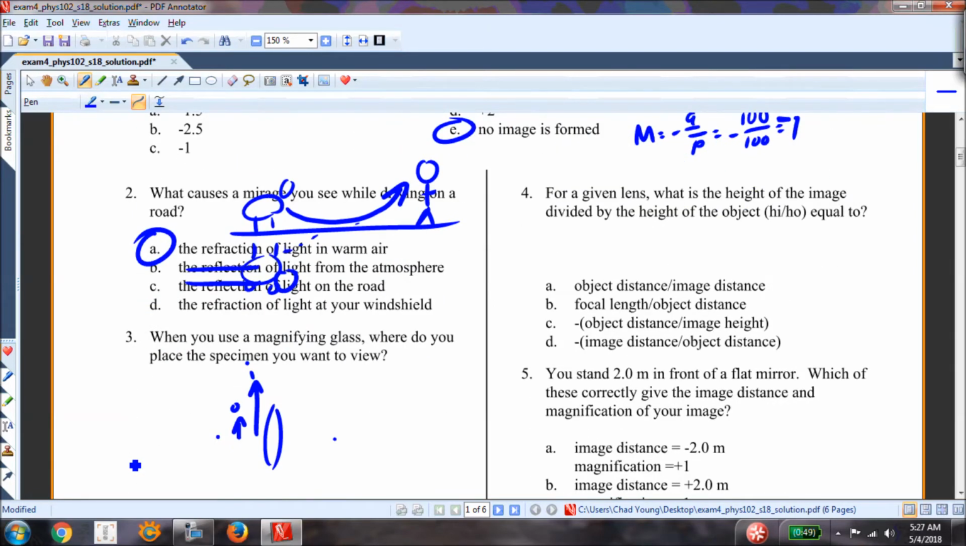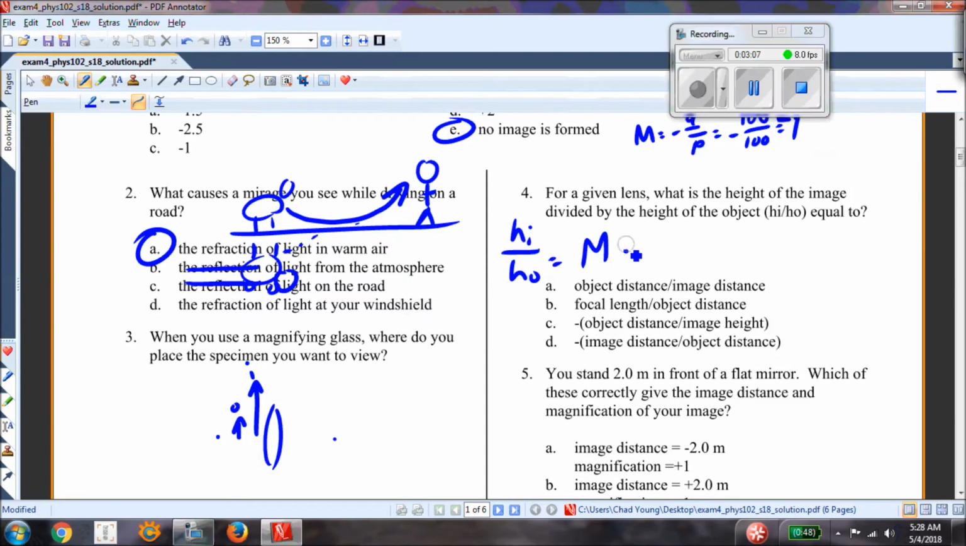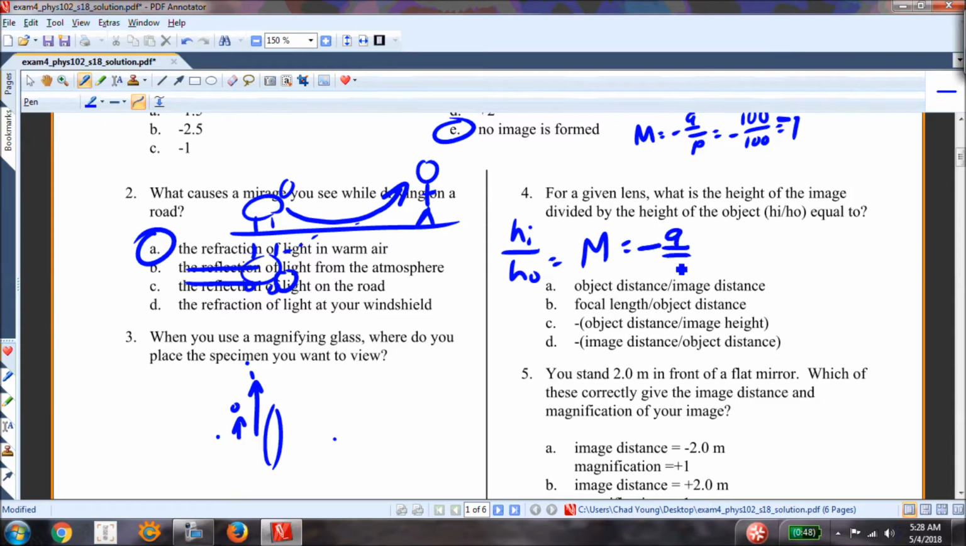For a given lens, what is the height of the image divided by the height of the object equal to? So HI over HO, that's equal to our magnification. Magnification is not an option here, but that magnification is also equal to negative Q divided by P. So these two quantities are equal to one another. So that's going to be this one, D, image distance over object distance. So make sure you get that negative right there.